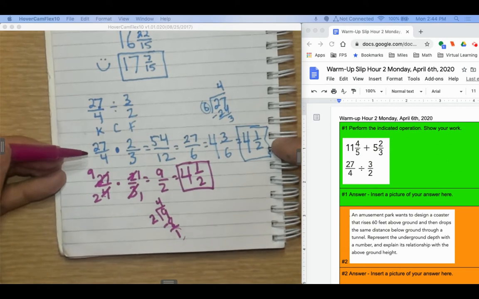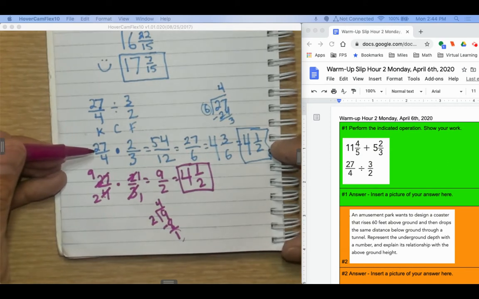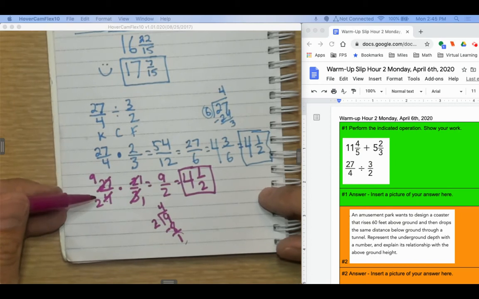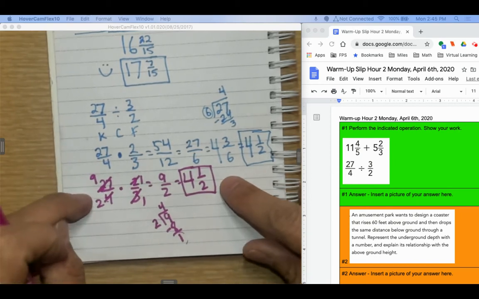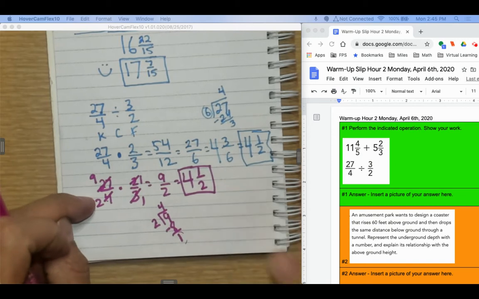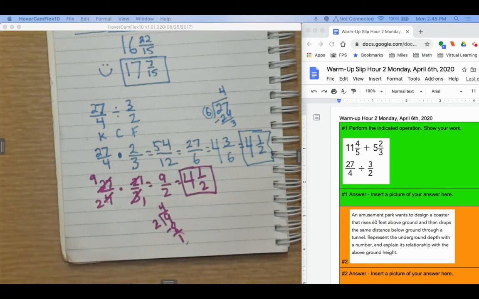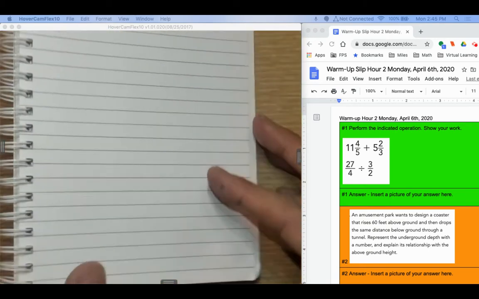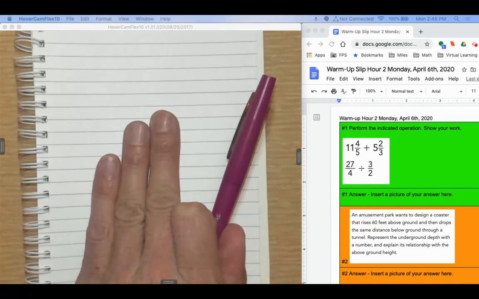And with the blue, we multiplied first, then reduced. With the pink, we reduced first and then we multiplied. I like doing that first. I like doing this method because it deals with smaller numbers and it makes it easier to work with. All right. So those were those two warm-up problems. Next.